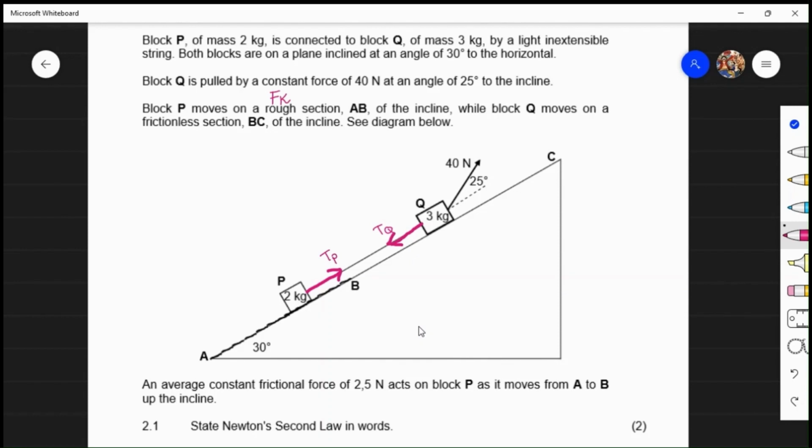And we have section BC that is frictionless, therefore there is no friction acting between the block and surface BC. In addition to that, we have object Q that has an applied force of 40 newtons that is acting at 25 degrees to the incline. Now, because our applied force is inclined, that then means that we have components of that applied force, similar to how we have components of weight or gravitational force, whichever you want to call it. So we're going to have a horizontal component of applied force and a vertical component of applied force.